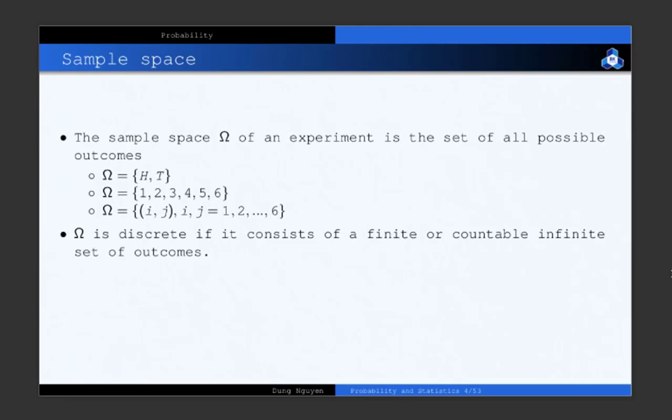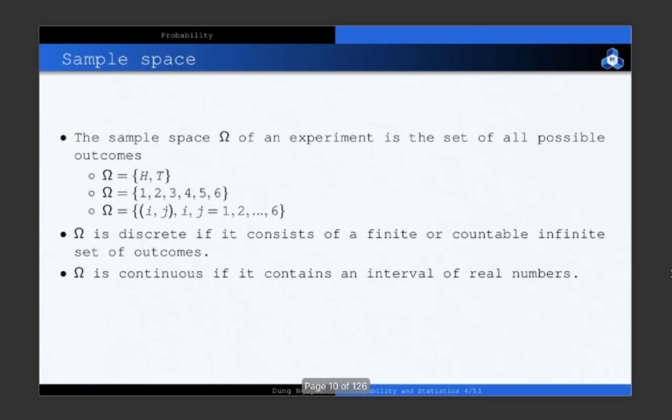There are two kinds of sample spaces. It could be discrete if it consists of a finite or countably infinite set of outcomes. If it contains an interval of real numbers, then you call it a continuous sample space. And all subsets of the sample space are called events.